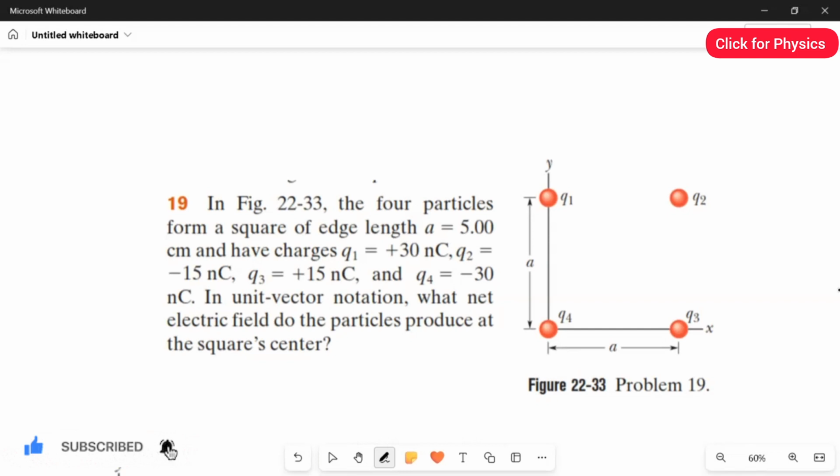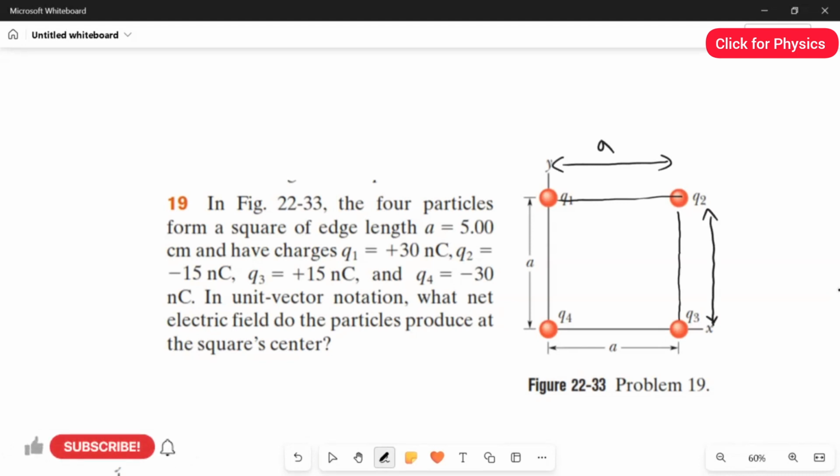So if you draw the complete diagram, when you connect these things, it will form a square shape, right? And if you see the edge length of the square, all sides are equal, because in a square all edges are equal. So this is also a and this will also be a. So the edge length on all sides is a equal to 5 centimeter. And we have four charges, each taking the value already mentioned in the question.